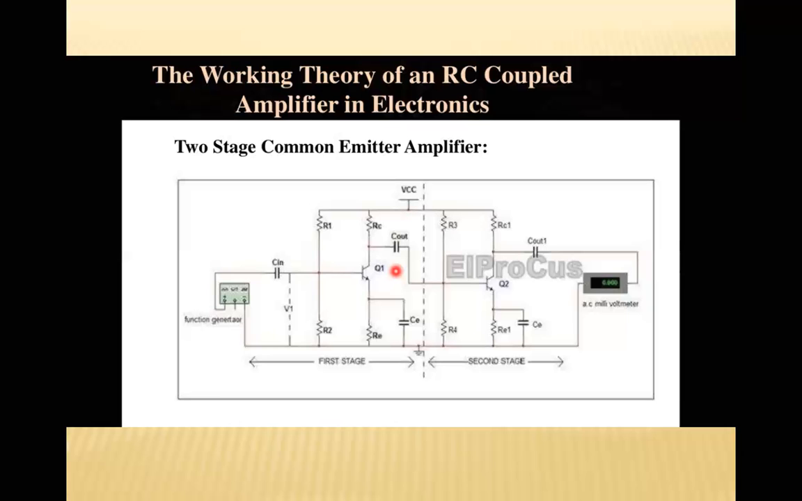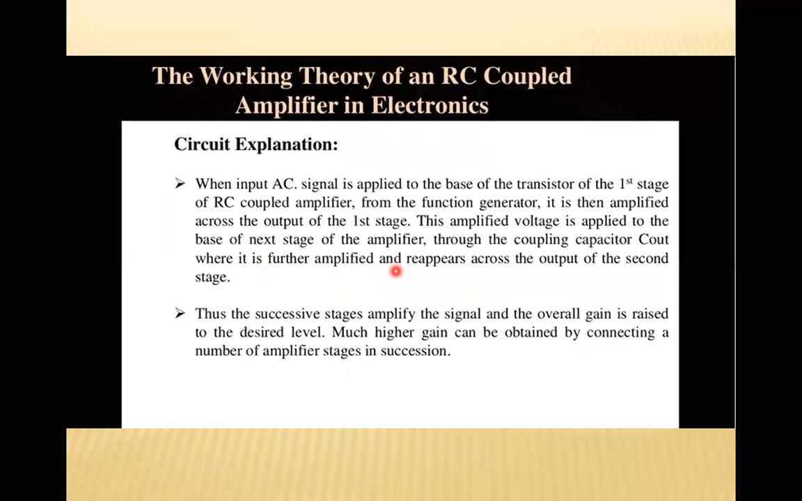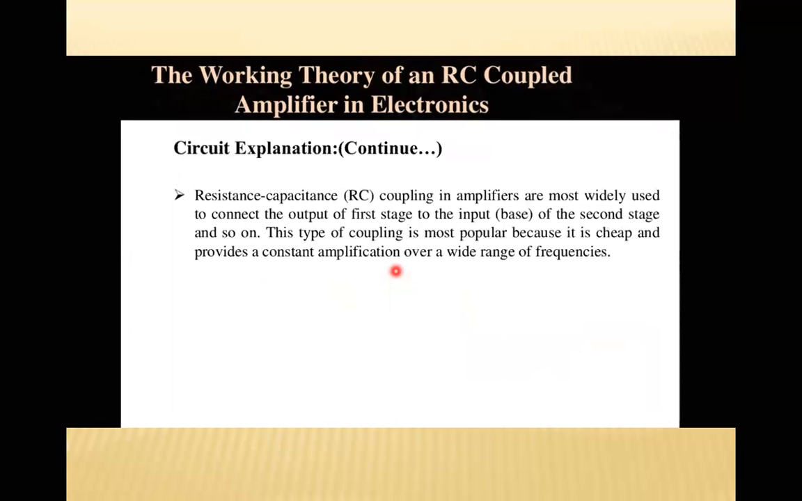Got it? Okay, now see this. We have explained how it is cascaded from one stage to another. RC coupling, the resistance-capacitance coupling in amplifiers, is most widely used to connect the output of the first stage to the input of the second stage and so on. This type of coupling is most popular because it is cheap and provides a constant amplification over a wide range of frequencies.